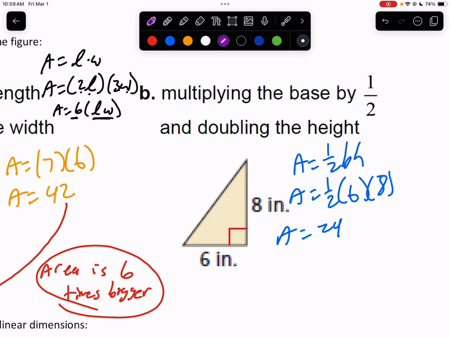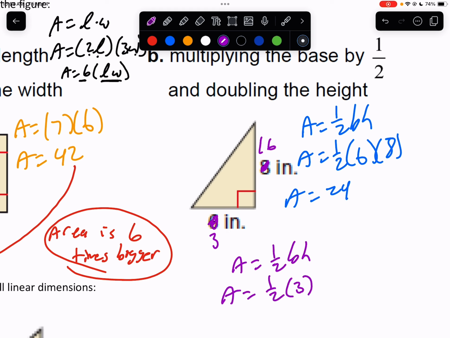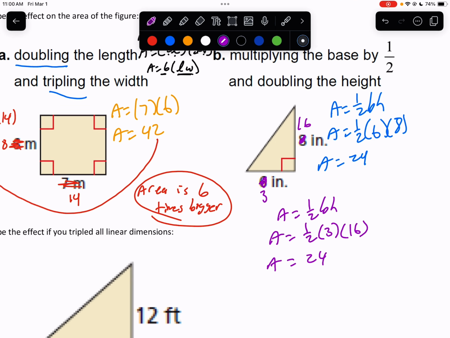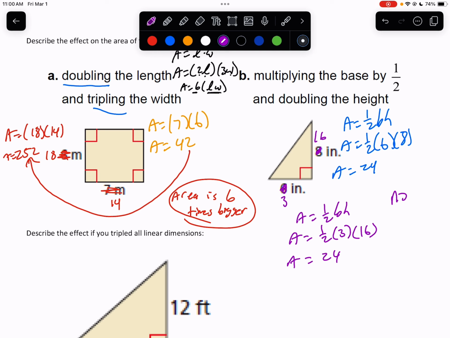Let's adjust it. The base is cut in half, so it's 3. The height is doubled, so it's 16. So the new area would be 1/2 base times height. That'd be 1/2 times 3 times 16, and that would be 24. What? So nothing. No effect.